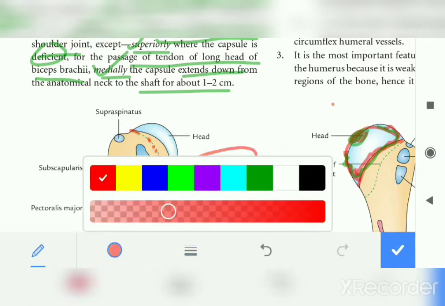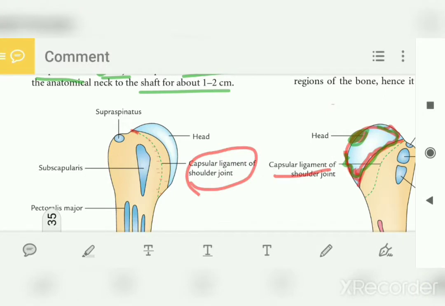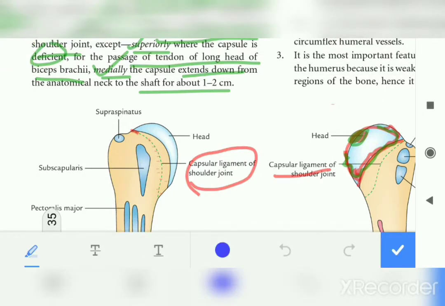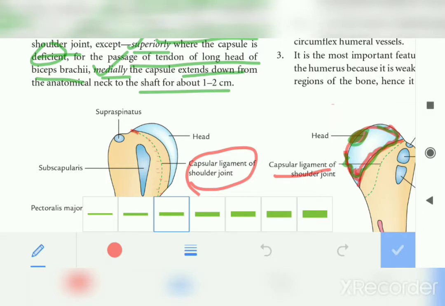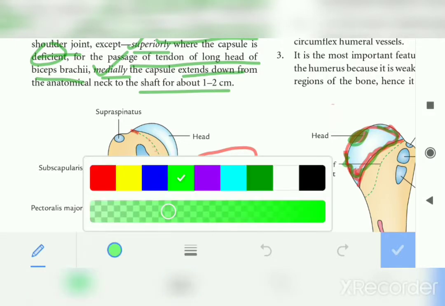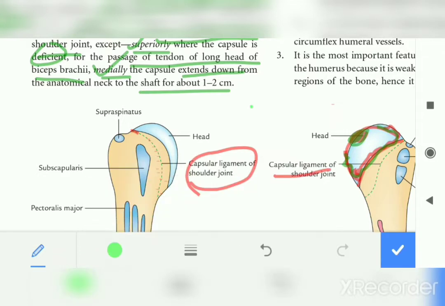Look at that, there is a little bit of deficient area. Look at that. Here the capsular ligament is deficient. There is no capsular ligament because here passes the long tendon of the long head of the biceps brachii. So the exception is two parts.